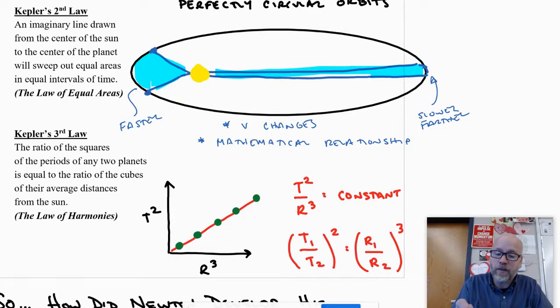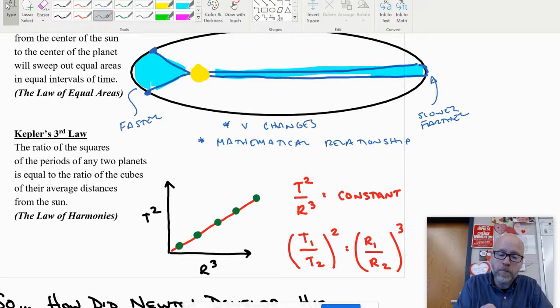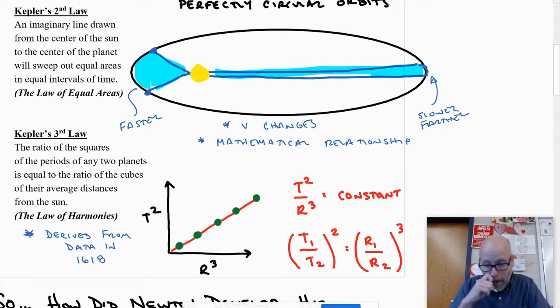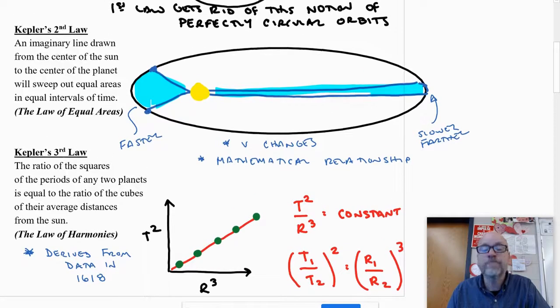Now, the big thing that I think is maybe the most important takeaway is that he derived this formula from data. And that was in 1618 when he finally published. Kepler's third law is that the period squared of a planet's orbit is related to its radius cubed. Now, I know you're thinking, what's that have to do with Newton? We'll get to that in a bit.